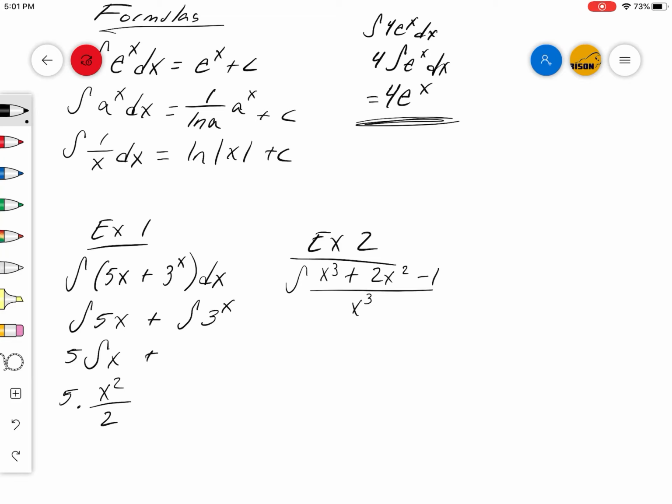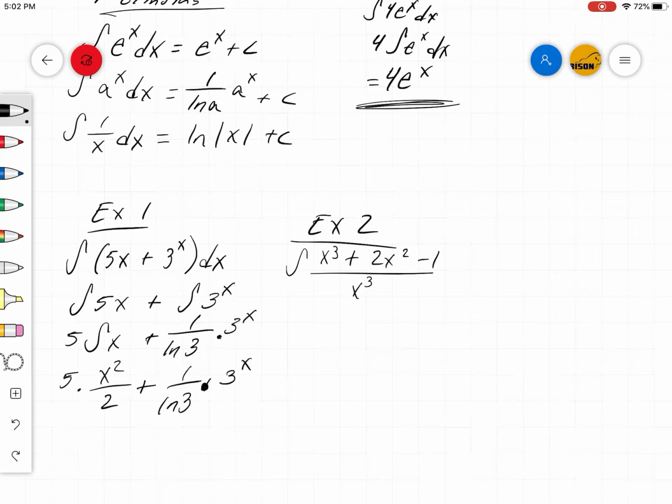Now I've got to work on this 3 to the x over here. This directly applies to the second formula that we learned today. This is like saying a to the x, so it's very simple to just put in 3 where a would be. I'm going to have 1 over the natural log of 3, and then I have to multiply by 3 to the x. I'll put in my plus c in just a few minutes. So this would be the same thing down here: 1 over natural log of 3 times 3, not 3x, 3 to the x.